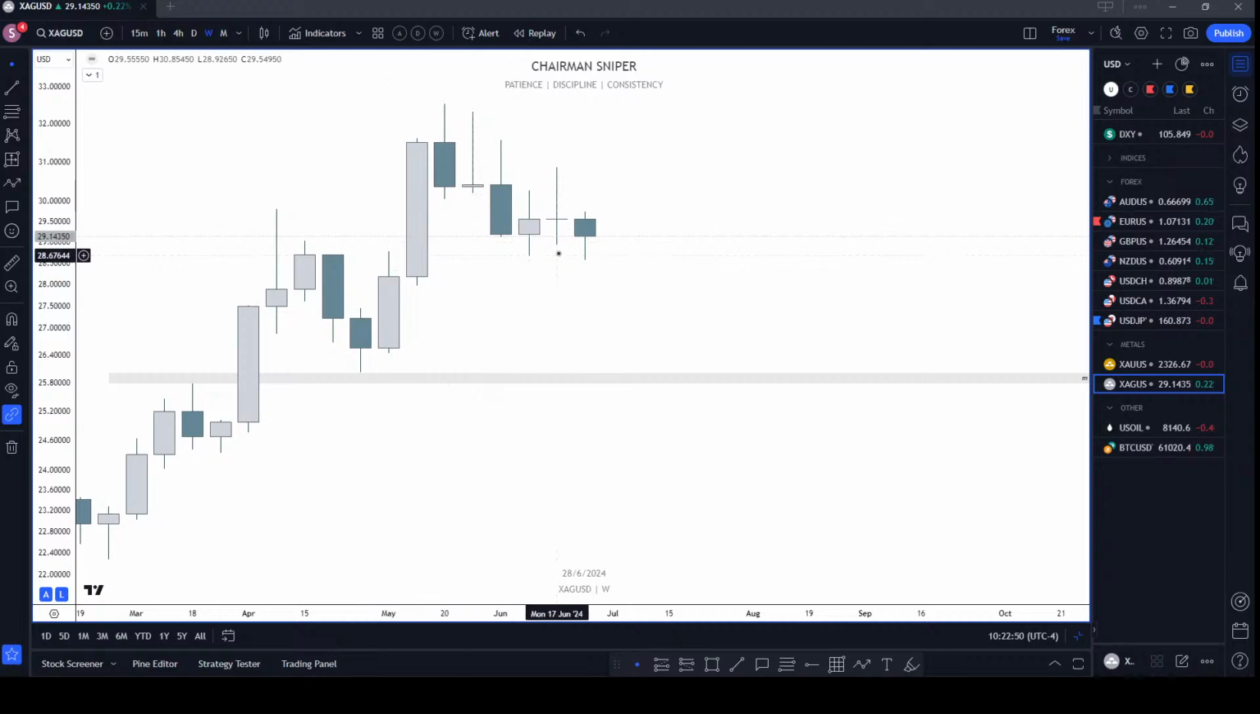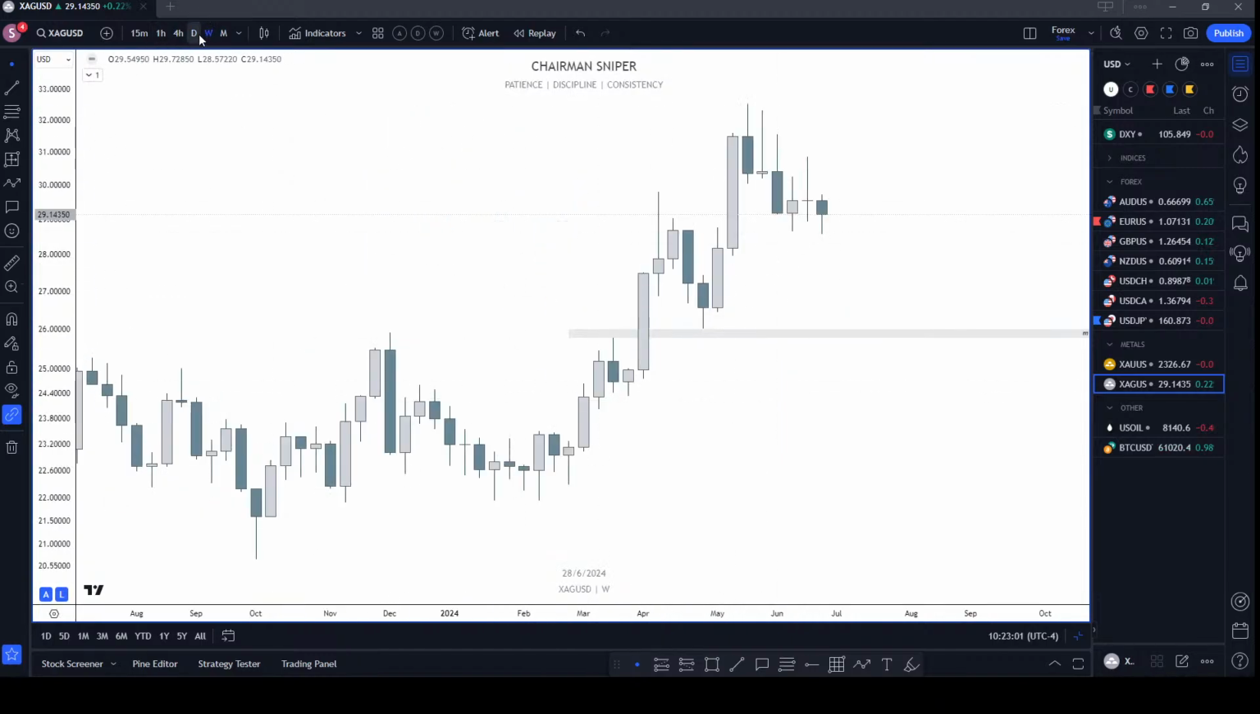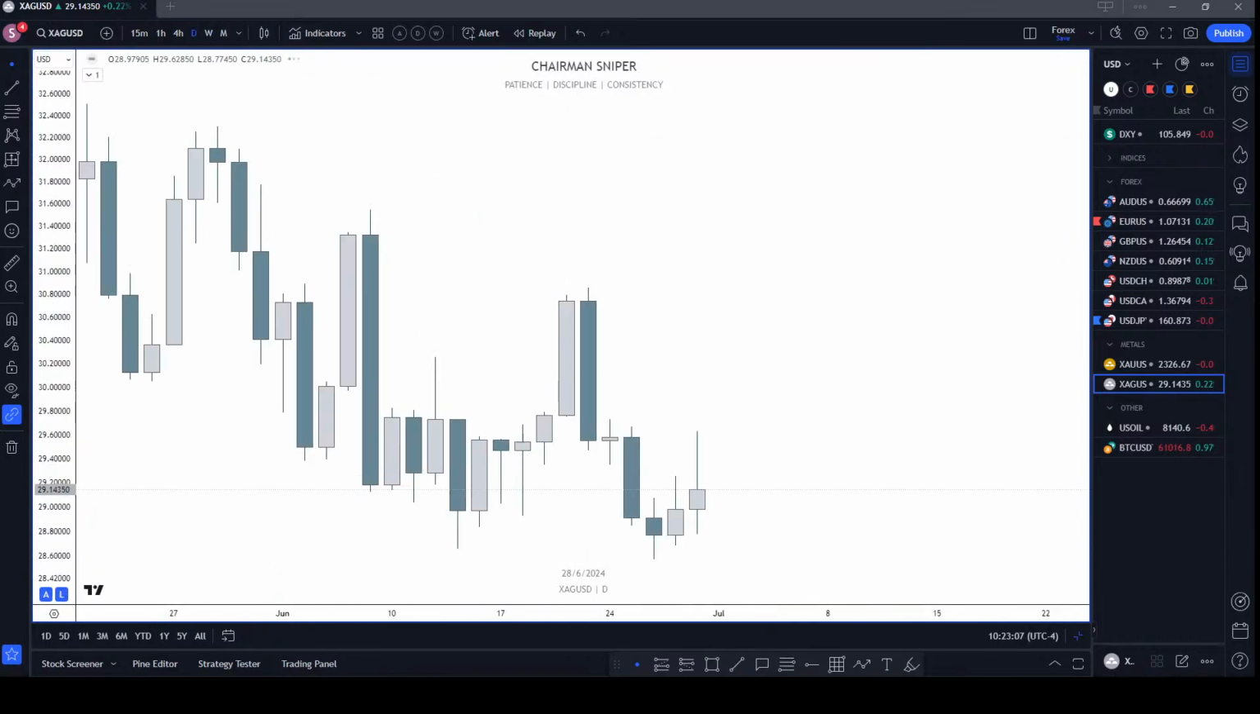Currently, we are basically very indecisive on the weekly. We're in this fair value gap, and the market has been quite indecisive. It doesn't know where to go or where not to go. So we're wicking all around. Not the price action that we want to trade in if you're a trending trader. If you are a mean reversion trader, however, this would be the perfect price action for you.